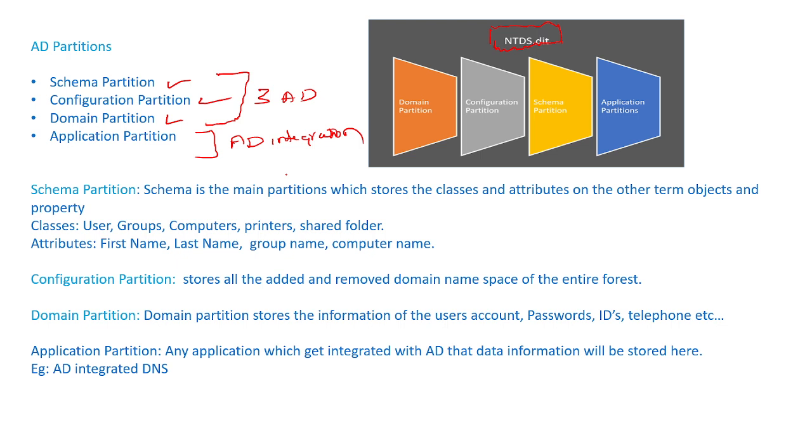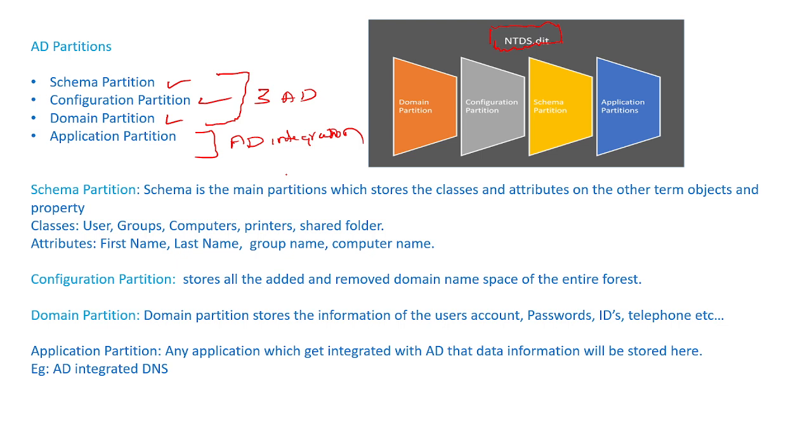So if I create a user called Abhishek, the user Abhishek we call a class, and Abhishek has properties like first name, last name, mobile number, and his address. Those are all the attributes or the properties of it. Okay, that is the schema partition. Now you know schema is the important partition which stores the classes and attributes. That's all.